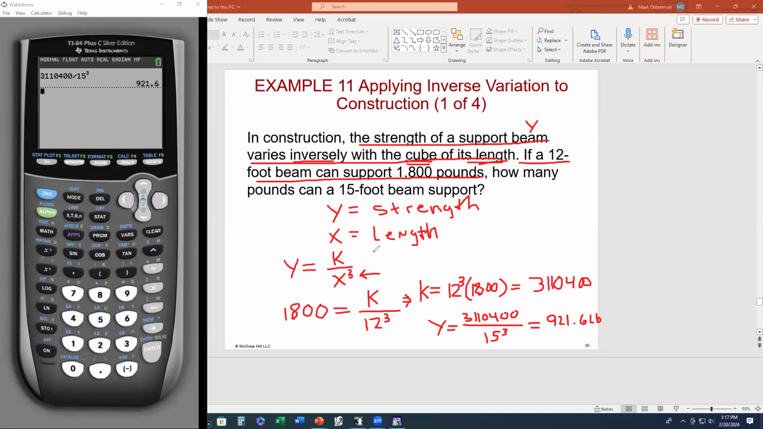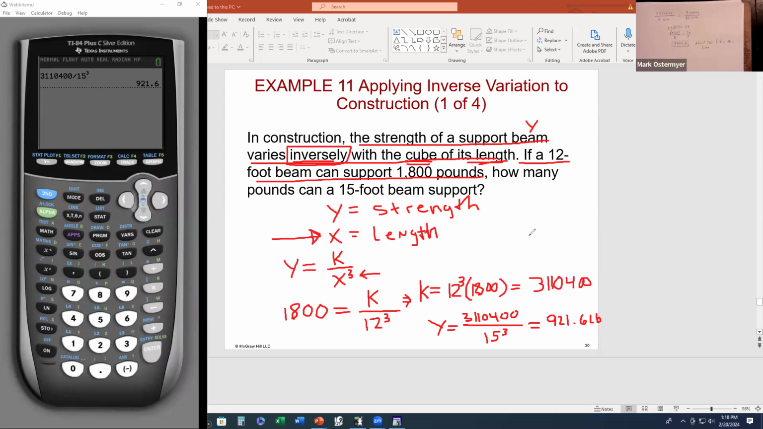I don't get it. Maybe I'm missing something. The strength of the support beam Y varies inversely. Now, when you say inversely, it's got to be Y is equal to K over X, correct? Not Y is equal to K times X, right? Okay. Varies inversely with, now what does it say now? It says the cube of its length. What are we calling the length? Cubed, to the third power. That's what cube means. When you cube a number, that means you raise the number to the third power. So the cube of the length X is to say X raised to the what? Third power.